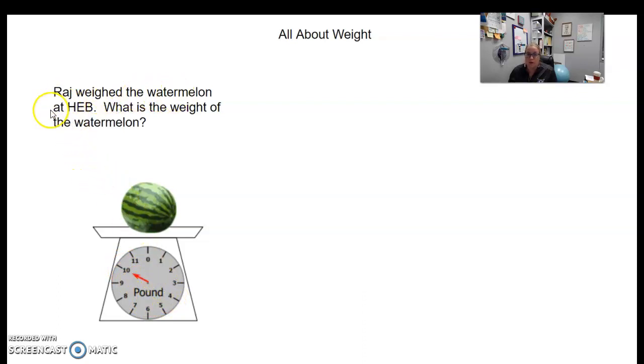Raj weighed the watermelon at H-E-B. What is the weight of the watermelon? So if I look at my scale, I see that it's counting by ones, and my arrow stops at the 10. So I'm going to say that this watermelon weighs 10, and then I'm going to put the unit of pounds. So the watermelon weighs 10 pounds. Remember, if you're given scenarios, weight is always seeing how heavy an object is.